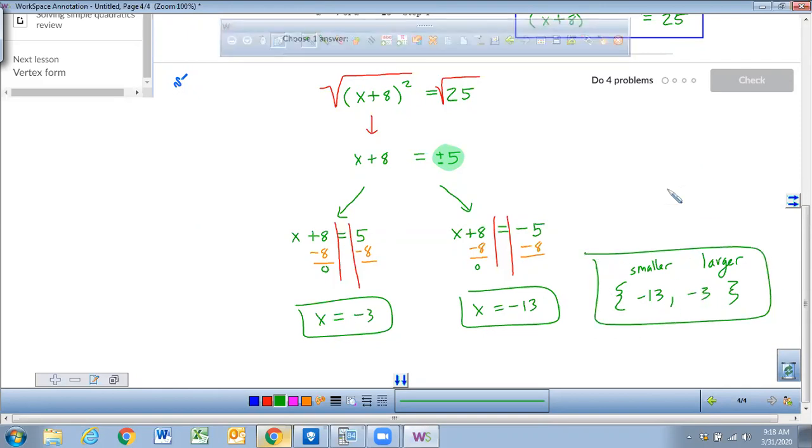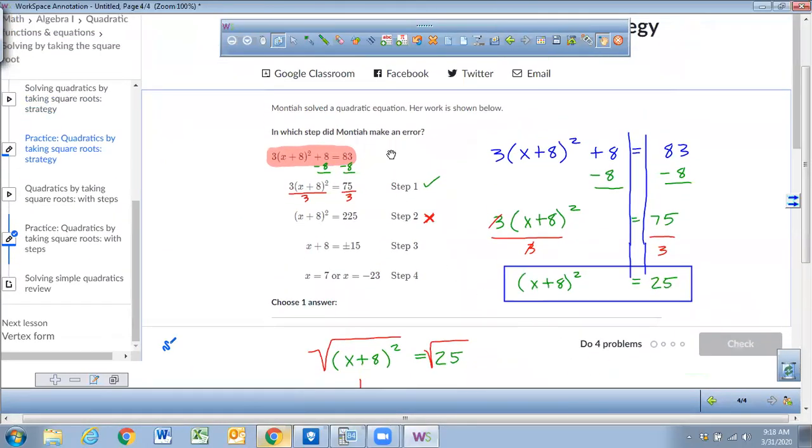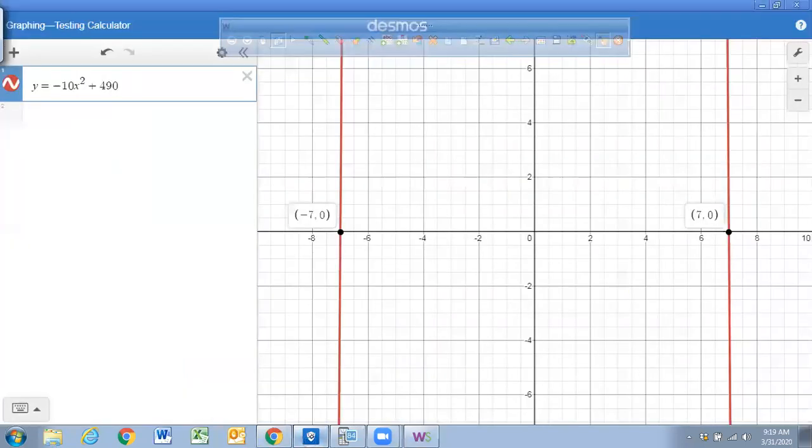I realize that's a lot of steps, so I'm going to do more than one of these. We'll go over it again. I want you to see how you could put this in to check your answer using Desmos. I'm going to type this in, and I'm going to type this in. I want you to see how this works.